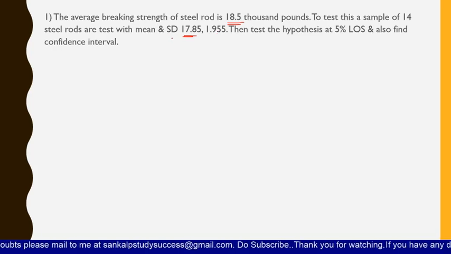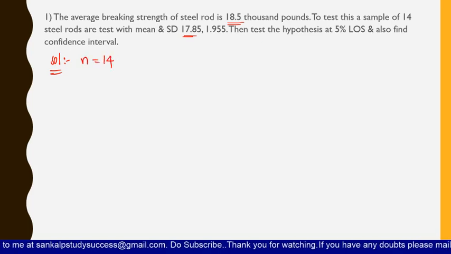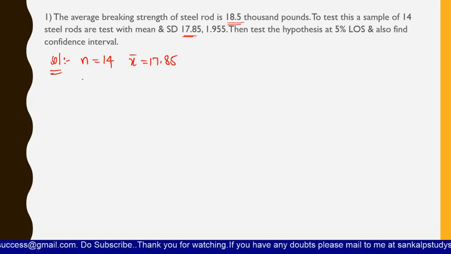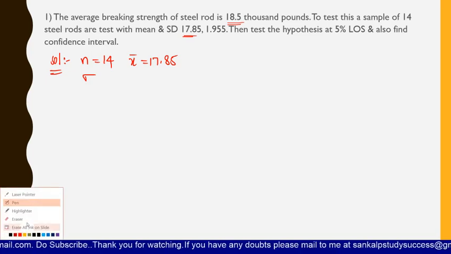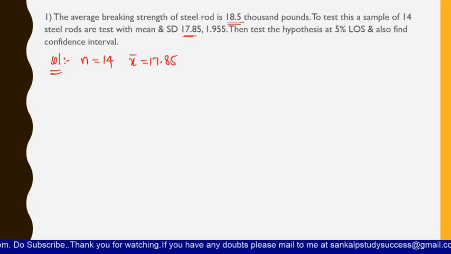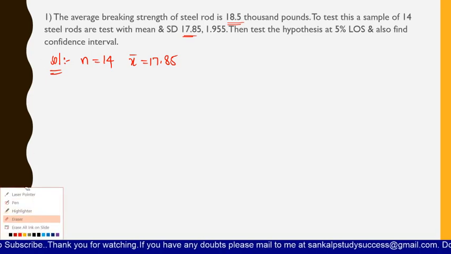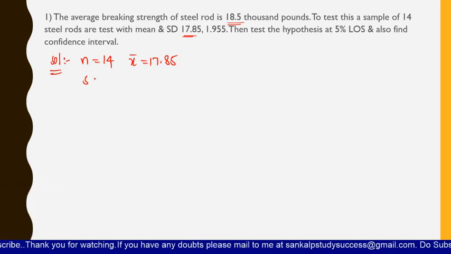Now let us write the values which are given in the question. Given information: small n is equal to 14. That means n is less than 30, right? That's the reason we are applying t distribution. The mean is given as x bar is equal to 17.85, and we are also given the standard deviation. Previously we were using sigma, but now we will use s to denote the standard deviation, so s is equal to 1.955.